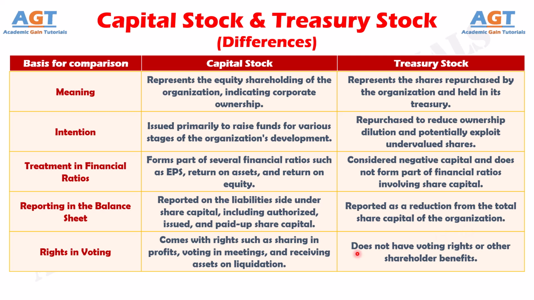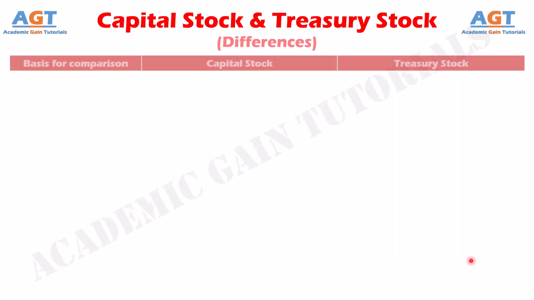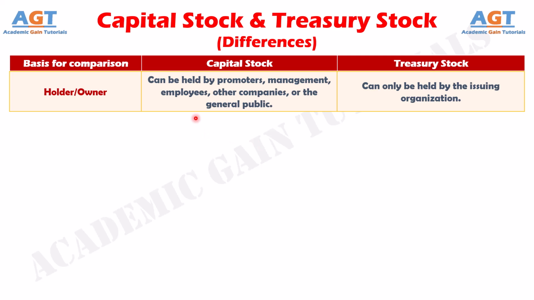Number 5. Capital stock comes with rights such as sharing in profits, voting in meetings, and receiving assets on liquidation, whereas treasury stock does not have voting rights or other shareholder benefits. Number 6. Capital stock can be held by promoters, management, employees, other companies, or the general public, while treasury stock can only be held by the issuing organization.